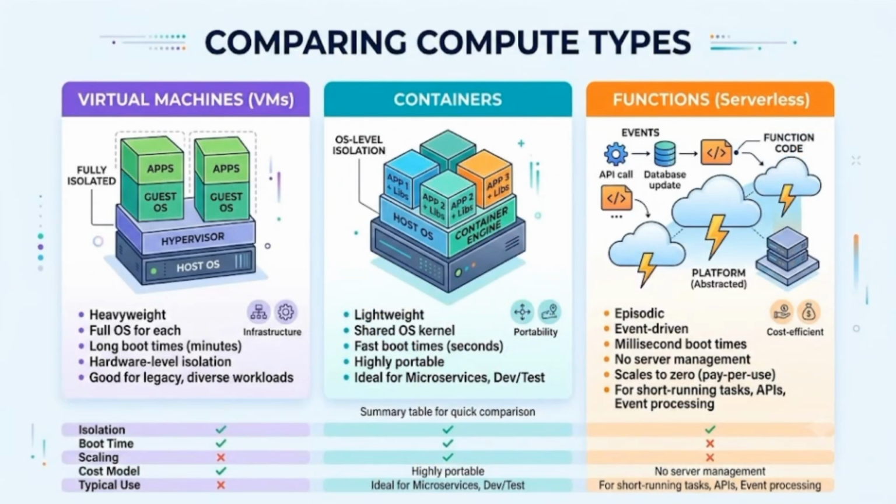So now that we know the definitions for virtual machines, containers, and functions, what the AZ-900 wants you to understand is that you have to be able to compare the different compute types. Virtual machines are basically the most heavyweight. Remember this for your exam. They carry the full operating system for each virtual machine. They take long boot times, in minutes, and they have hardware-level isolation, and they're good for legacy and diverse workloads. Compared to virtual machines, containers are lightweight. They usually share the operating system kernel. They boot extremely fast, in seconds, they're highly portable, and they're ideal for microservices and developer testing.